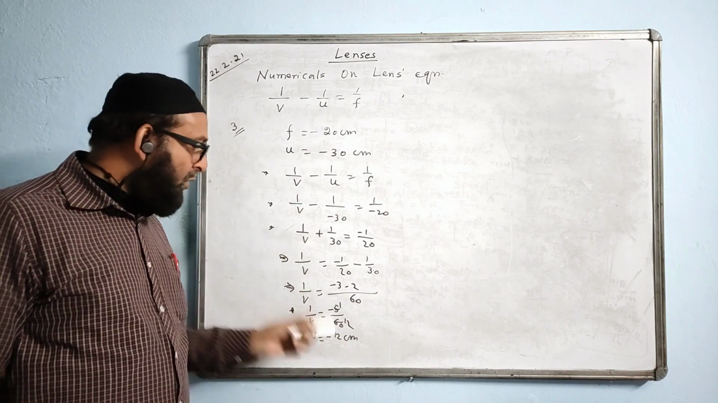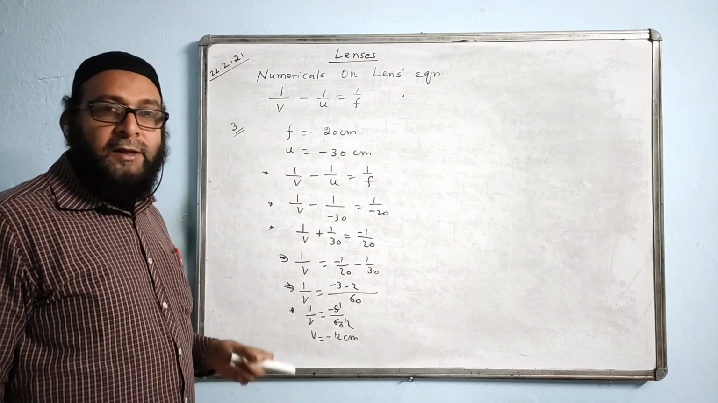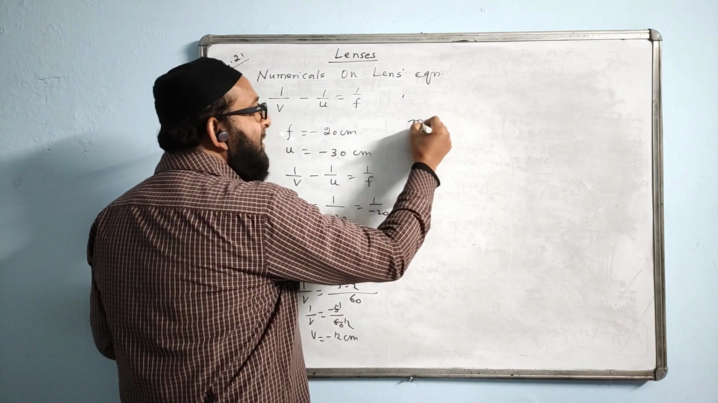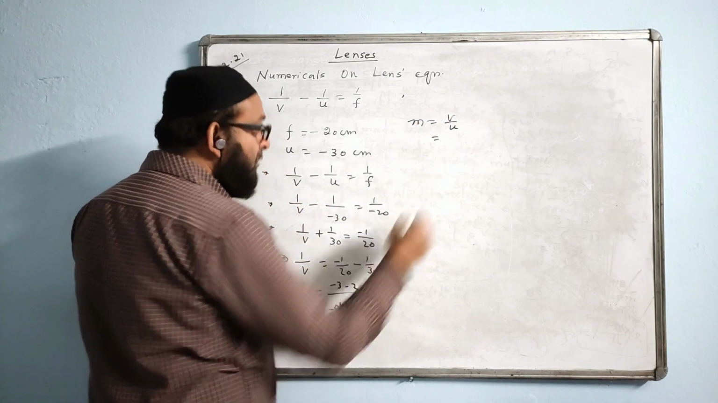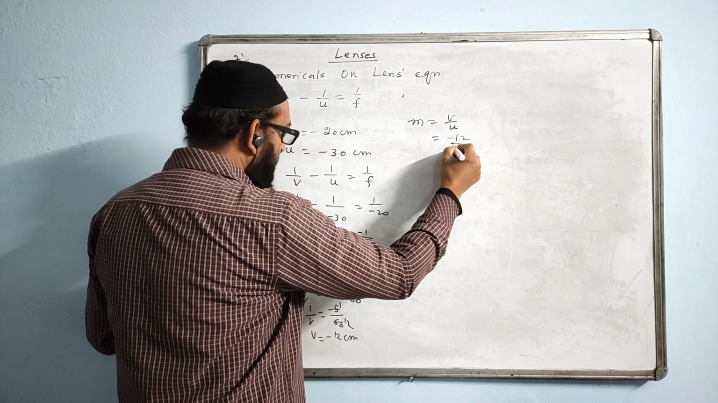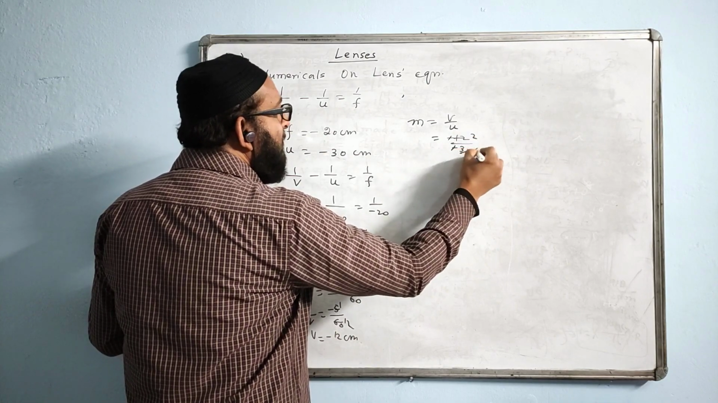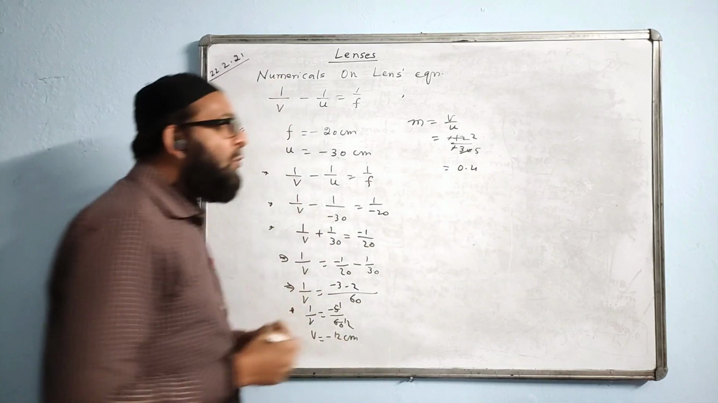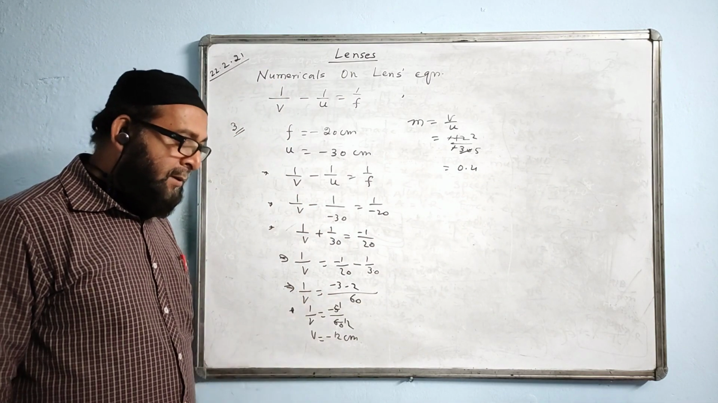Now we write the nature. It is virtual, erect or upright, and we check the magnification. The magnification formula we have is V by U. V value is minus 12 and U is minus 30. Minus cancels, 6 to the 6, 5 to the 2 by 5, that means 0.4. We can say 0.4 times diminished or 2 by 5 times diminished.